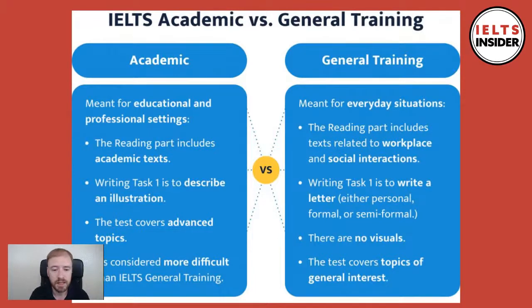The reading part includes text related to workplace and social interaction. So that's a big difference. The academic reading is about academic texts, and the general training is for workplace social interactions. Writing one for general training is to write a letter, either personal, formal, or semi formal. Okay, writing one for the academic is to describe an illustration. There are no visuals. We will talk about that in a future lesson.